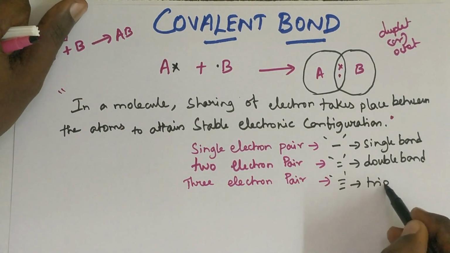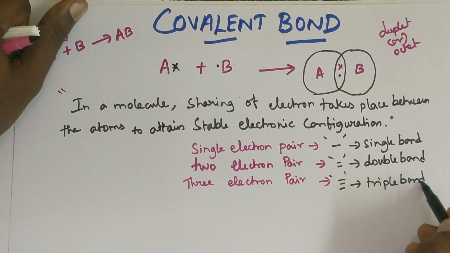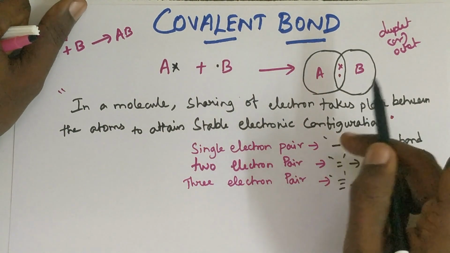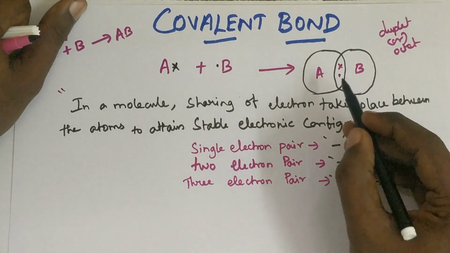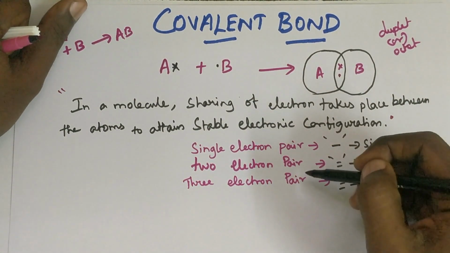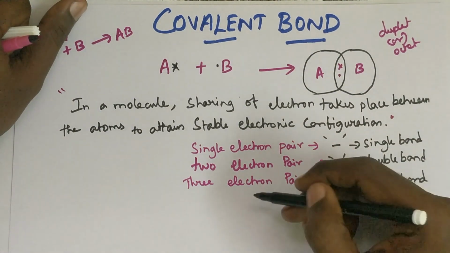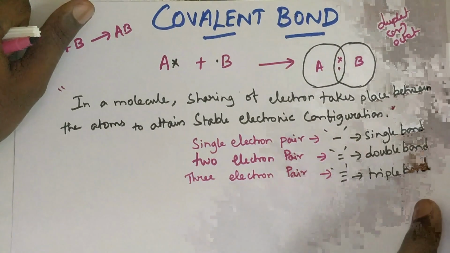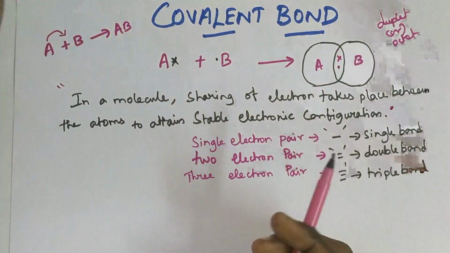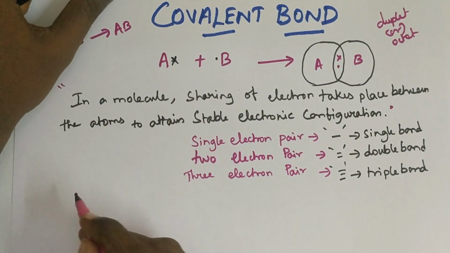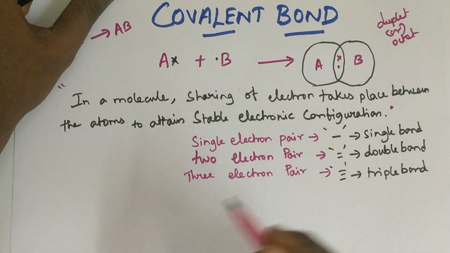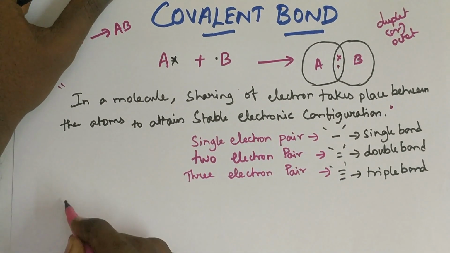So always remember, if it is a single electron pair, that is one pair, it means single bond. If it is two pairs of electrons, that is two electron pairs, it means double bond. If it is three electron pairs, it means triple bond. So let's see some examples of covalent bond. The first ones are given in the textbook. You will see one example each for single, double and triple bond. First we will see one for single bond.